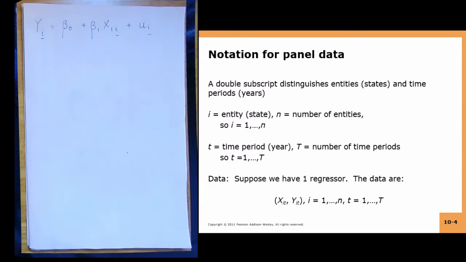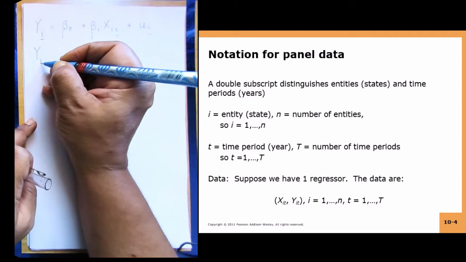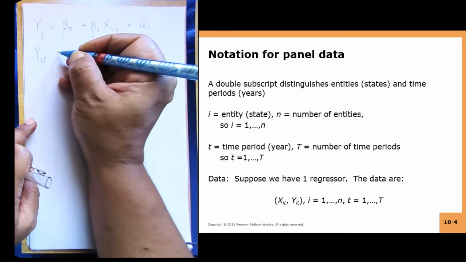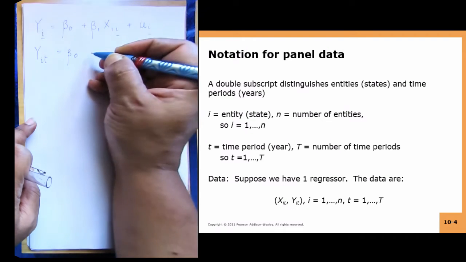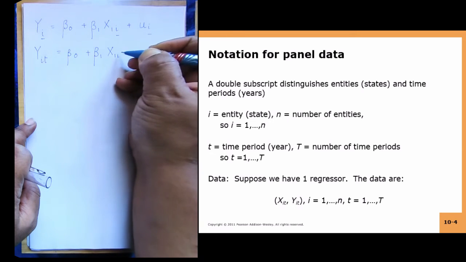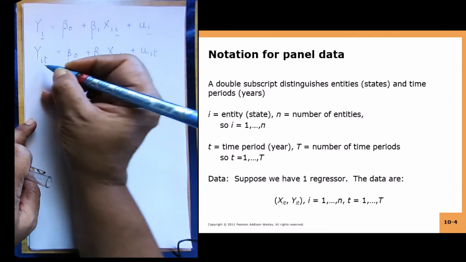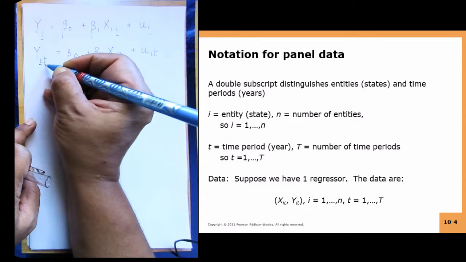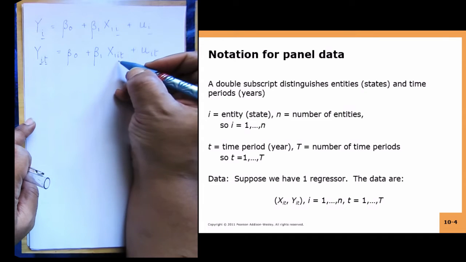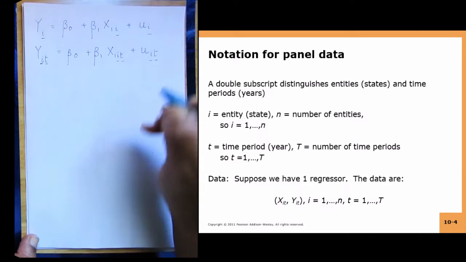Now, since you are measuring the same individual, you are measuring the variables for the same individual over time, you now add another subscript, that is yit is equal to beta 0 plus beta 1 x1 it plus uit. So now you have i and you have t, and you have here also i and t, and here also you have i and t.